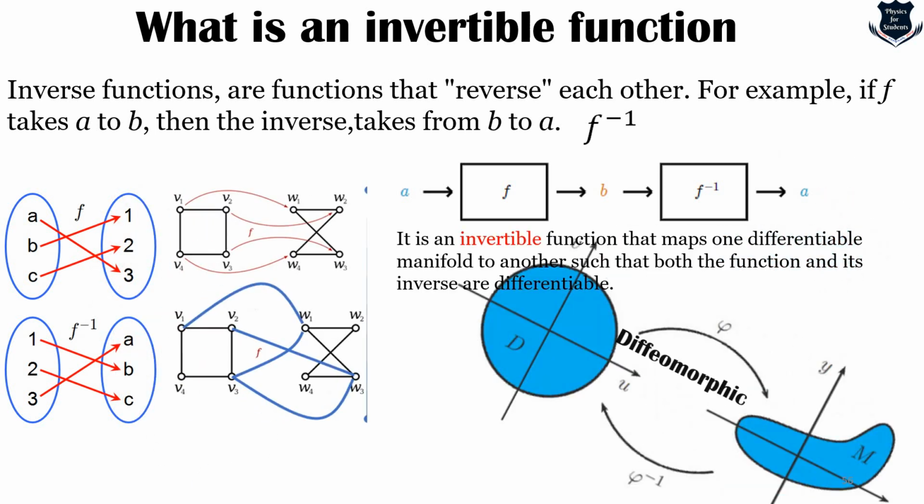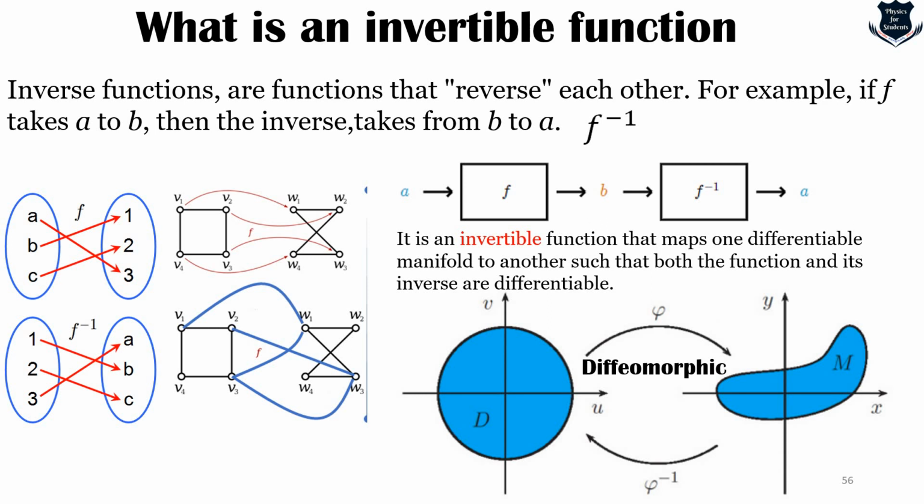So it is an invertible function that maps one differentiable manifold to another such that both the function and its inverse are differentiable. So this one goes to this, and this one also comes back to this. It's a pretty simple example of an invertible function. Now the question is: can we use the invertible function in diffeomorphism?